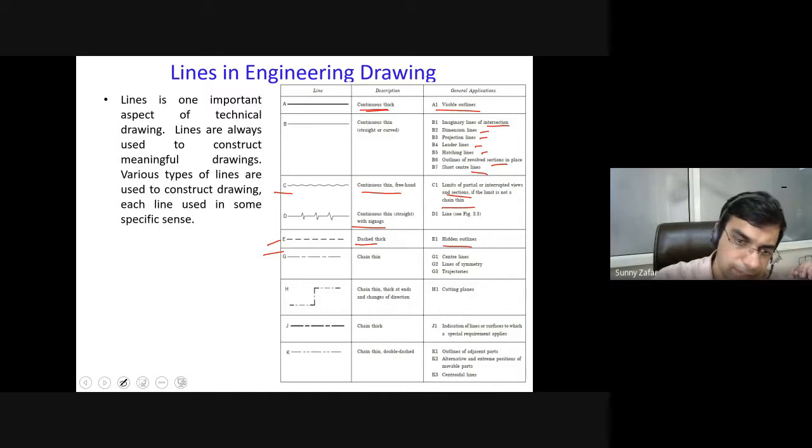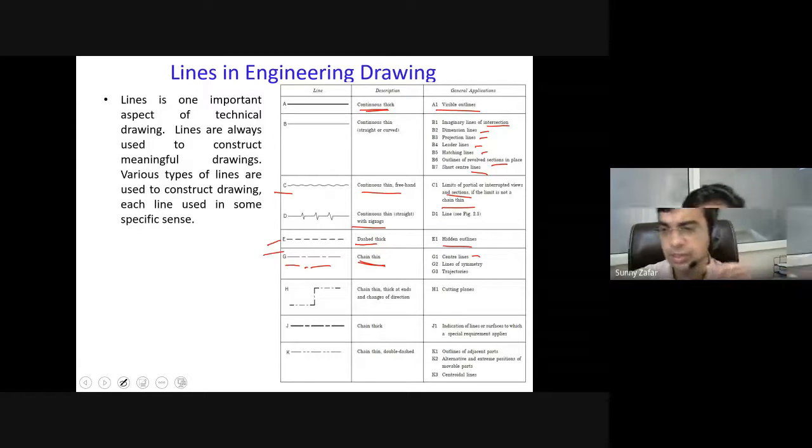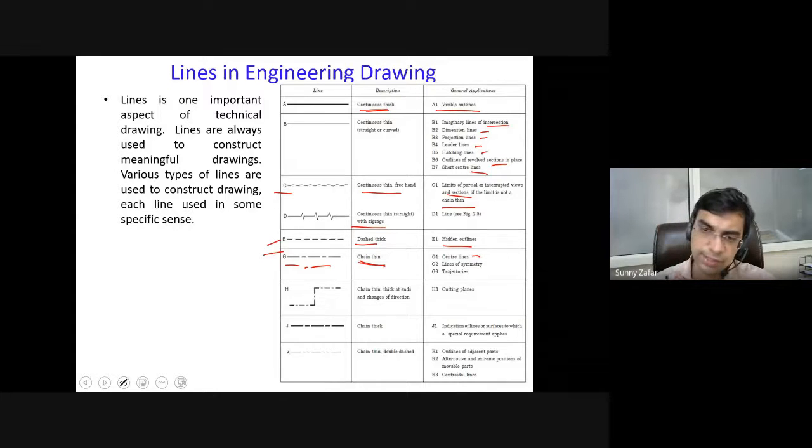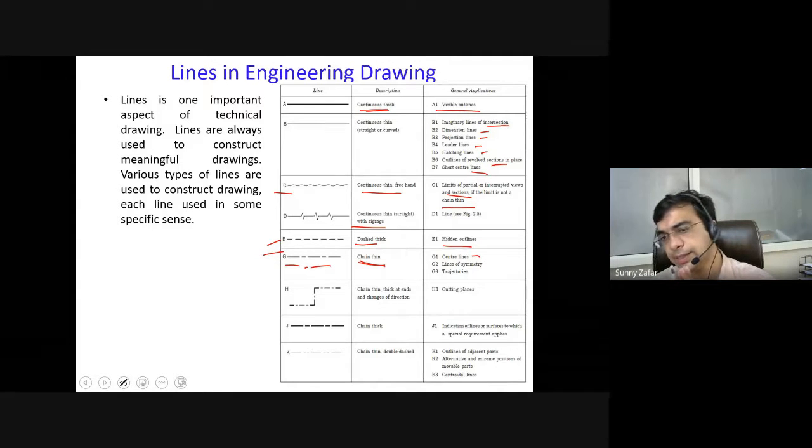In category G, we have the chain thin center line, where we have a continuous line, then a small dash, then a long dash. These are used for center lines, especially for symmetrical or circular components, and these lines also represent lines of symmetry or trajectories. In category H, we have the cutting planes. Cutting planes are basically used for showing the internal sections of any machine component.